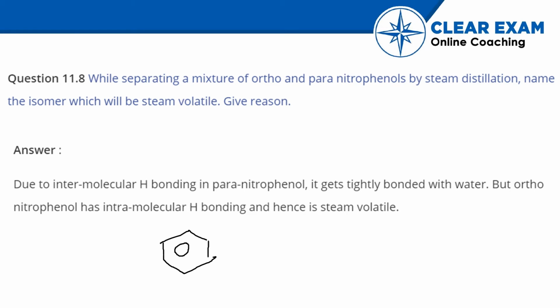This is phenol. This is OH. This is NO2. So this is orthonitrophenol. What happens is that in this compound there is an intramolecular H bonding. What is intramolecular H bonding? Intramolecular H bonding means within the same compound, if there is H bonding, it is known as intramolecular H bonding. Now I will draw.